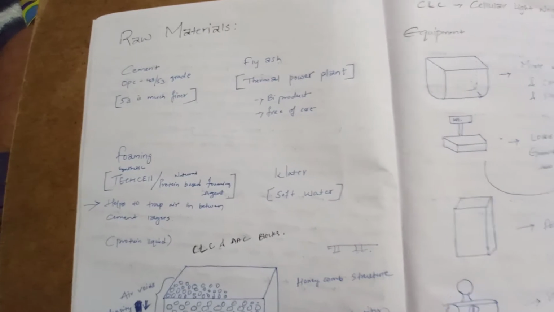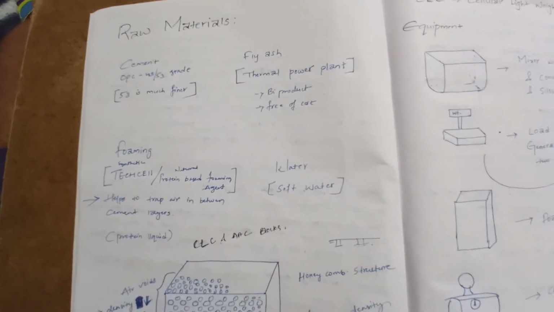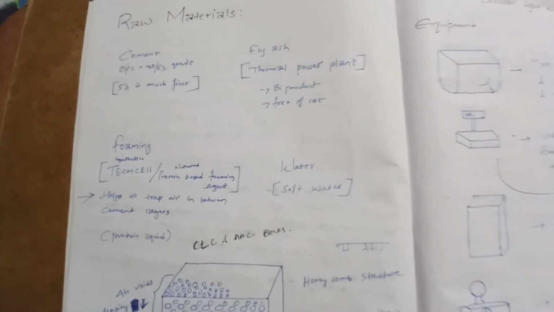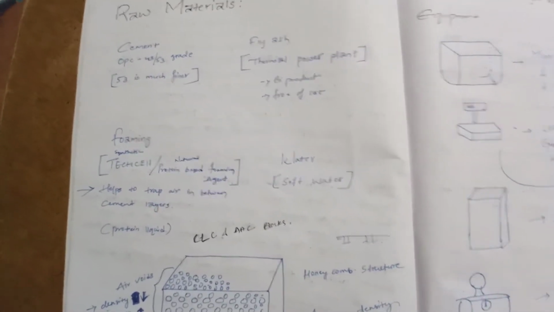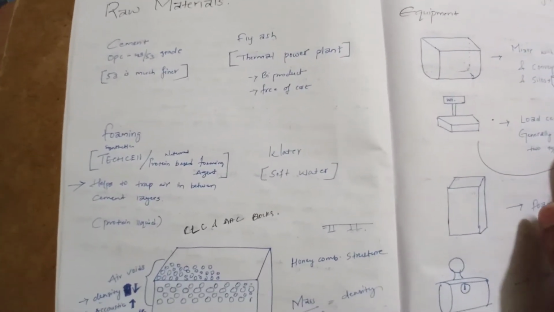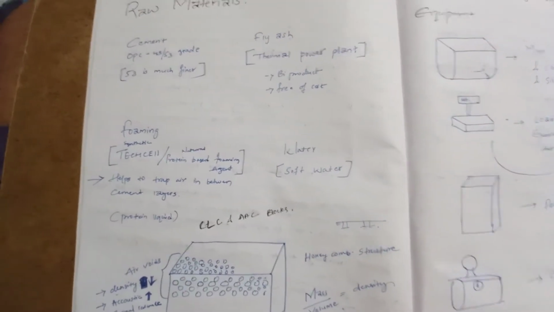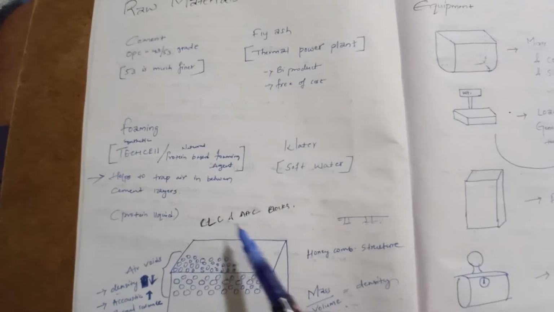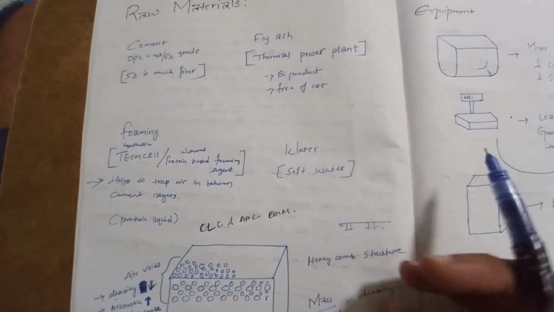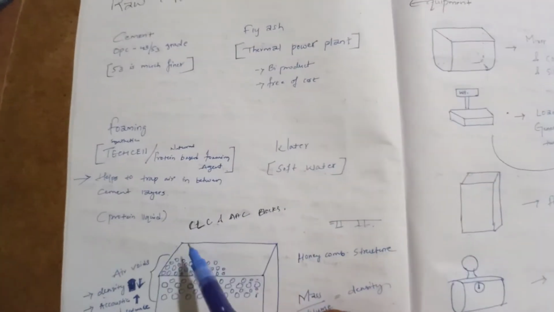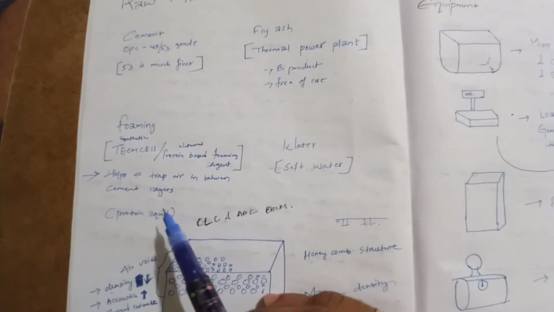Based on our use, we'll generally go for synthetic because synthetic foams give much more foam compared to natural, and the energy wastage for the synthetic foam is very little. This foam helps to trap air in between the cement layers. This foaming liquid is also called protein liquid.